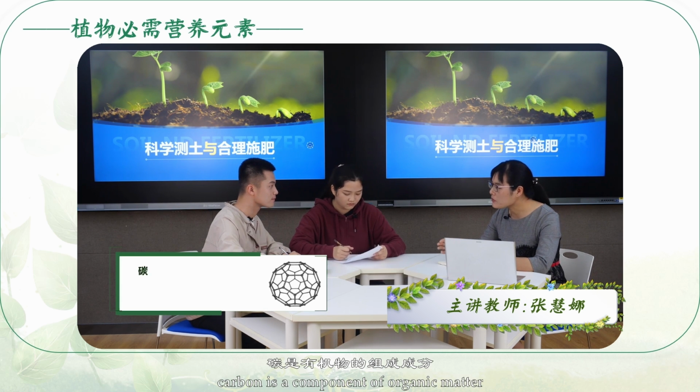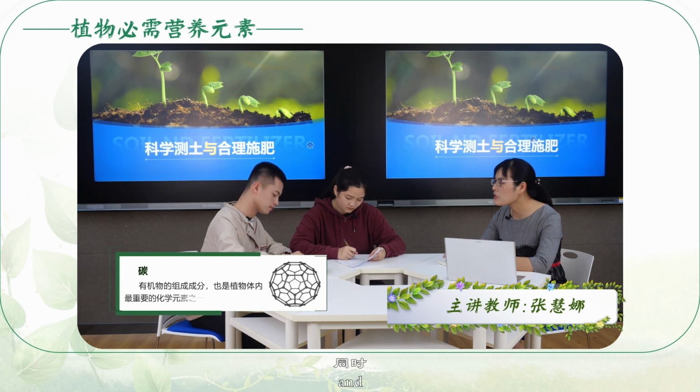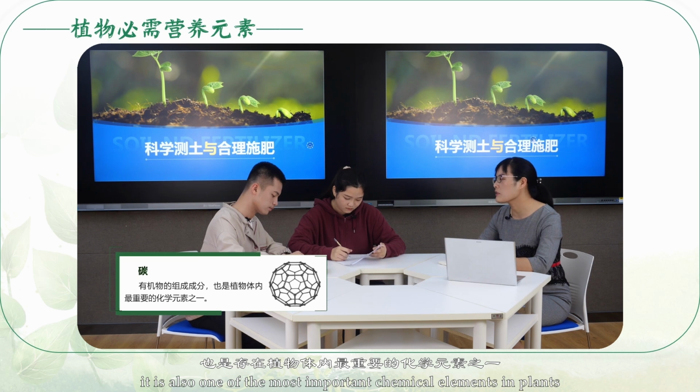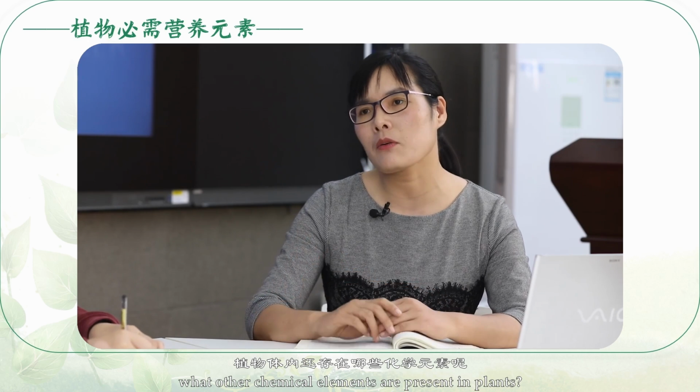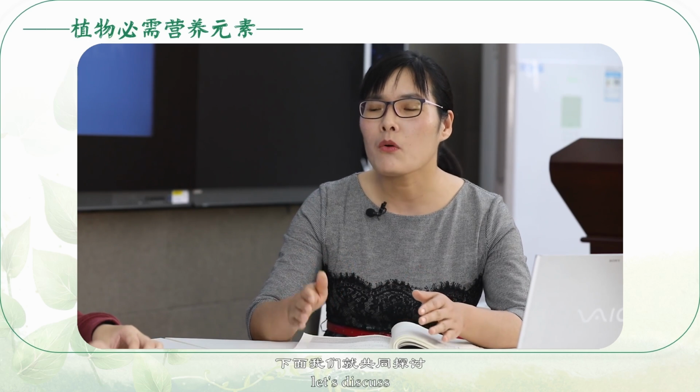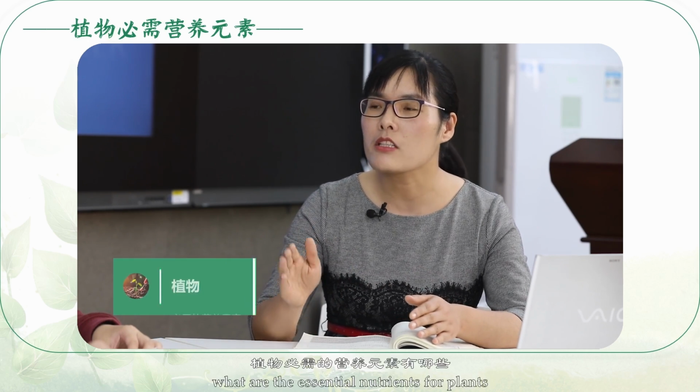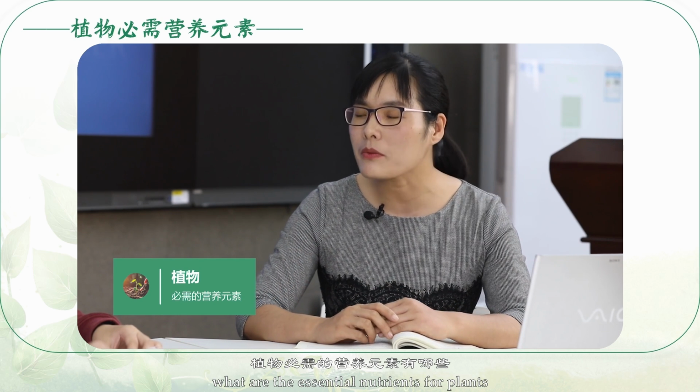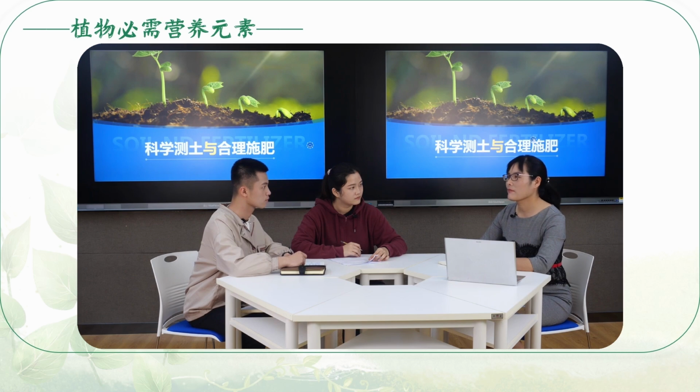Carbon is a component of organic matter, and it is also one of the most important chemical elements in plants. Besides carbon, what other chemical elements are present in plants? Let's discuss. What are the essential nutrients for plants?